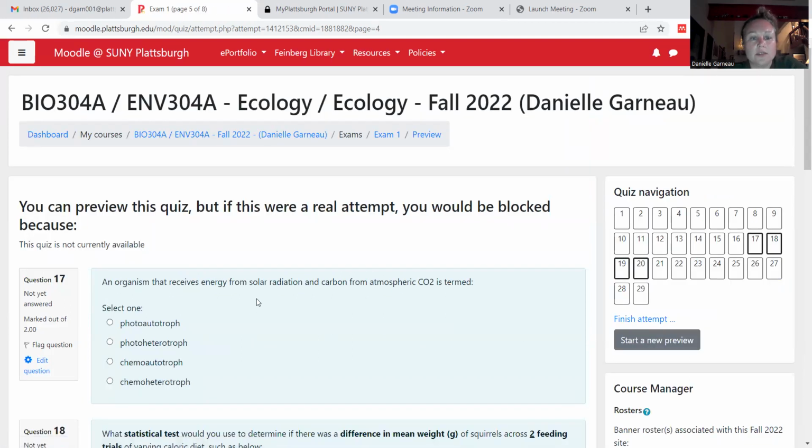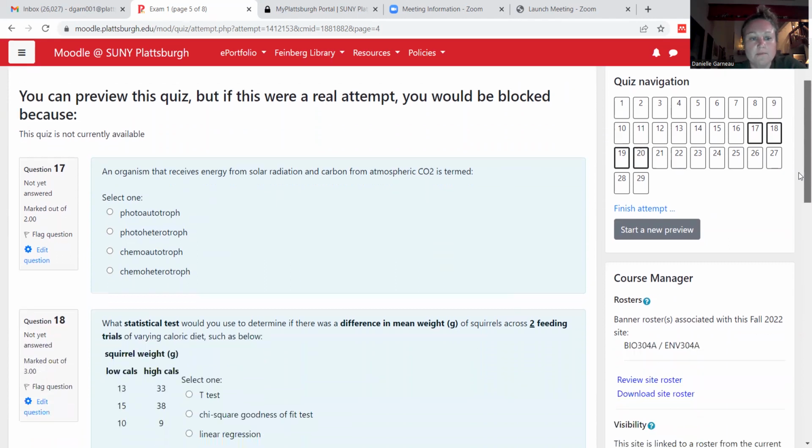So an organism that receives energy from solar radiation, so sun, so photo kind of makes sense, right? That's sort of what we're talking about. And then carbon coming from atmospheric carbon dioxide. And that probably should trigger plants in the mind. So an autotroph, so they can make their food themselves. So photo, sunlight, autotroph, making food themselves. So we're talking about plants here. And photoautotroph would be appropriate.